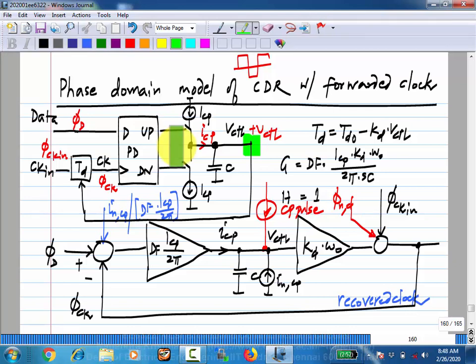This is fine. So this is a phase domain model, and we will make this kind of model for any clock and data recovery circuit that we make, or other similar circuits like the phase lock loop.